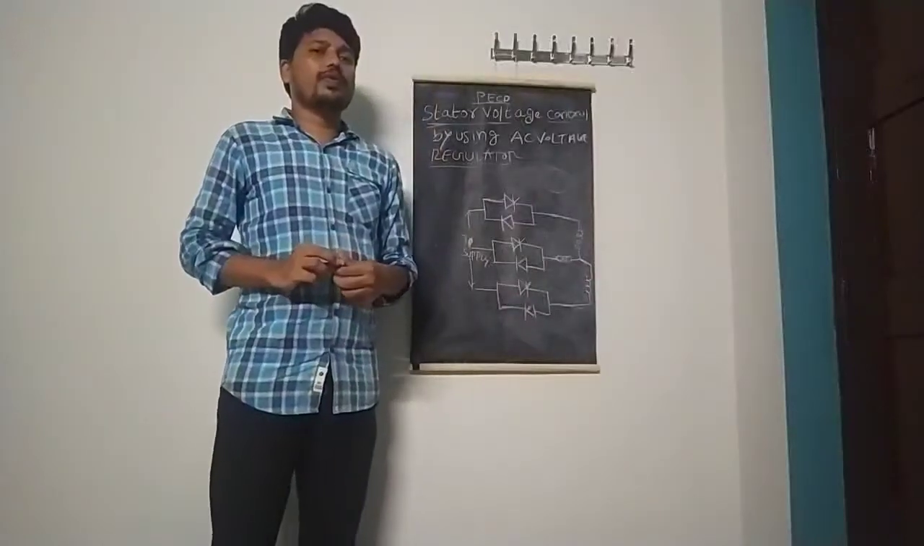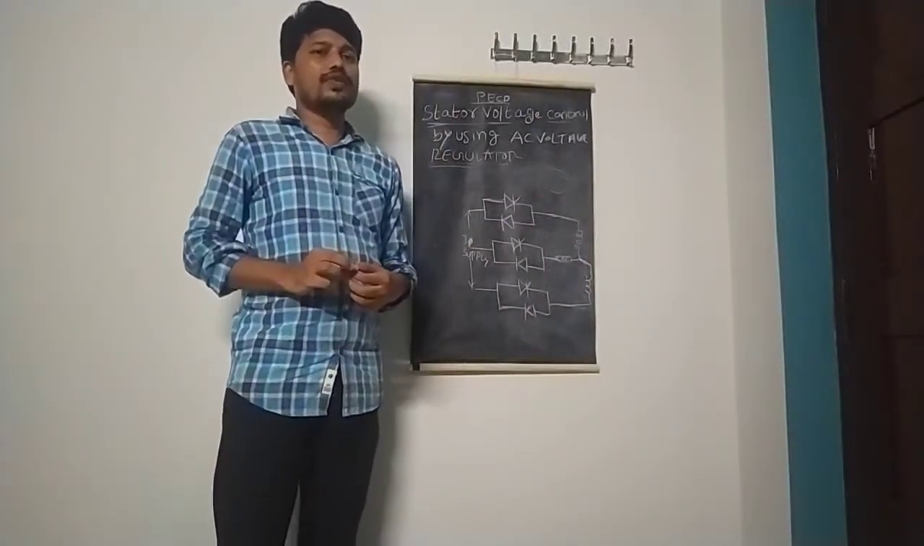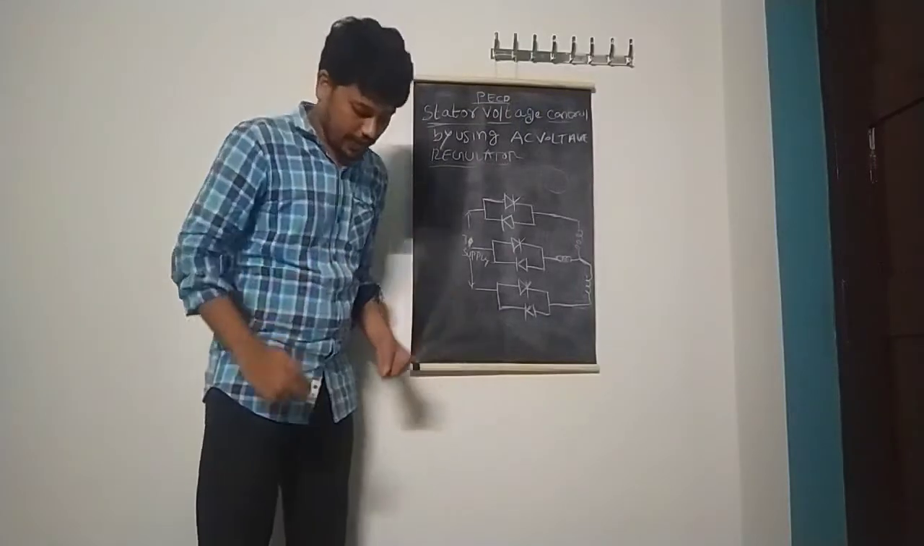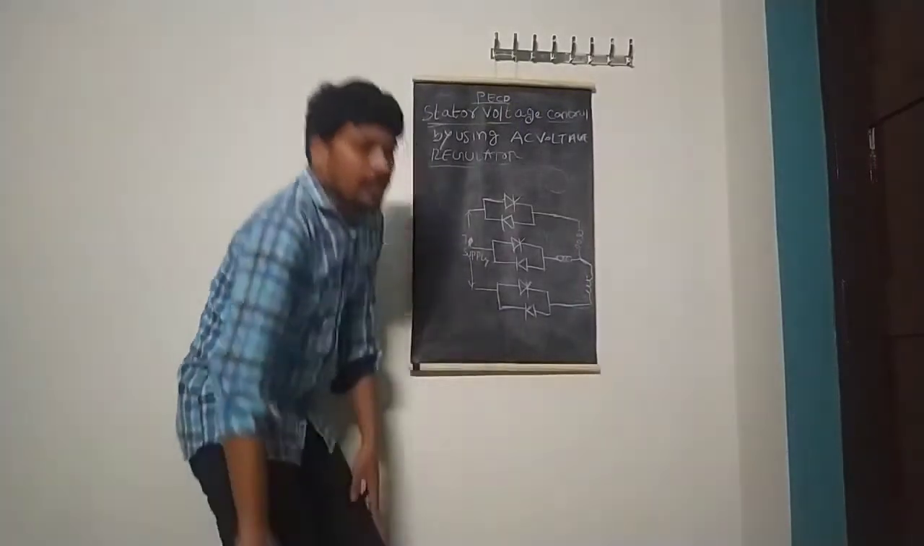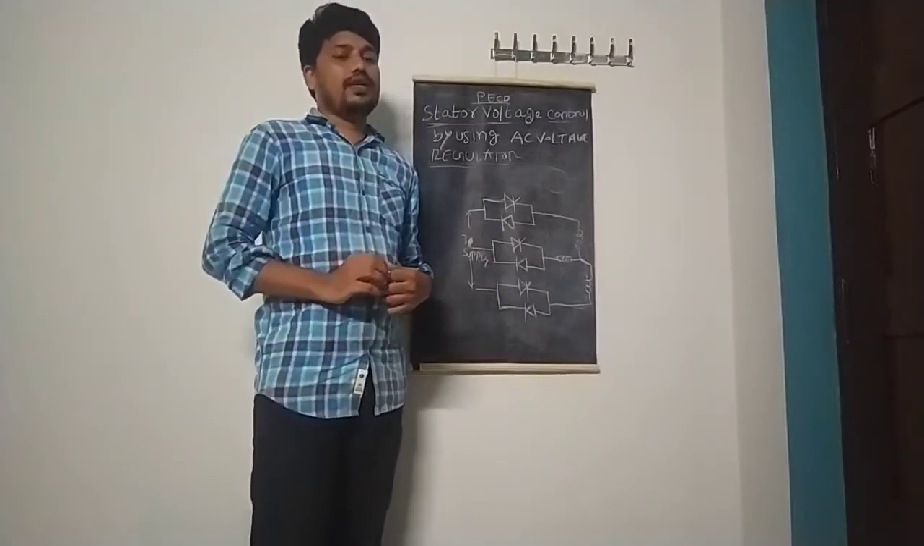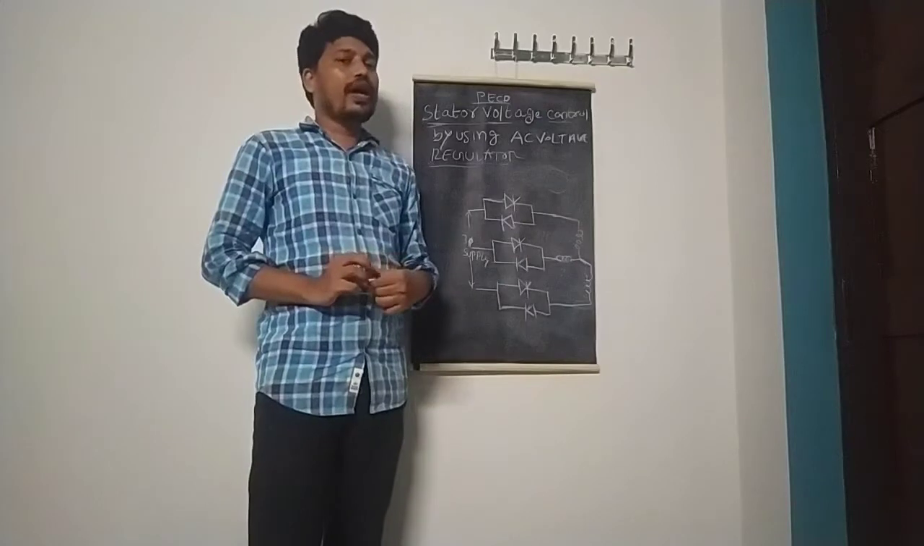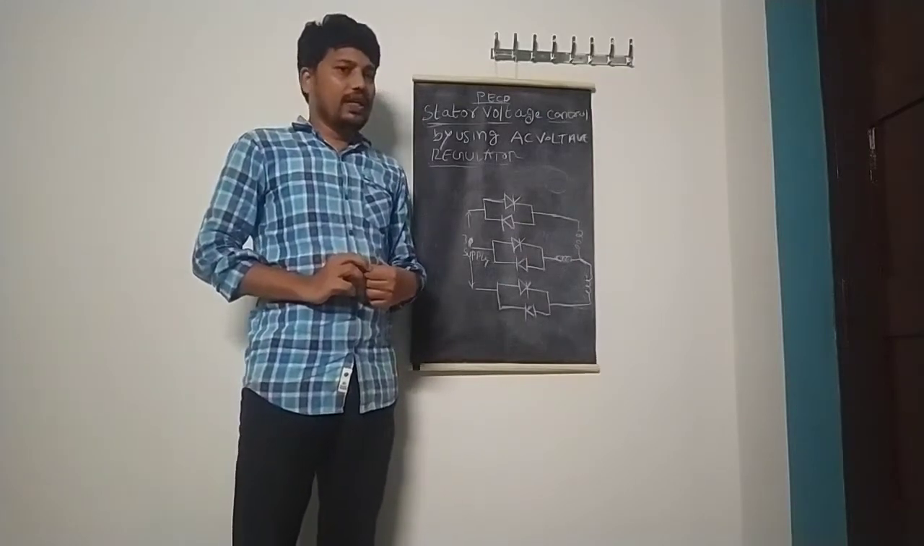So welcome to the course of electronics and control. In the last class we started unit 4. In that we discussed the various speed control techniques, the stator voltage control method and the frequency control method. As per our syllabus, unit 4 has the stator voltage control methods.